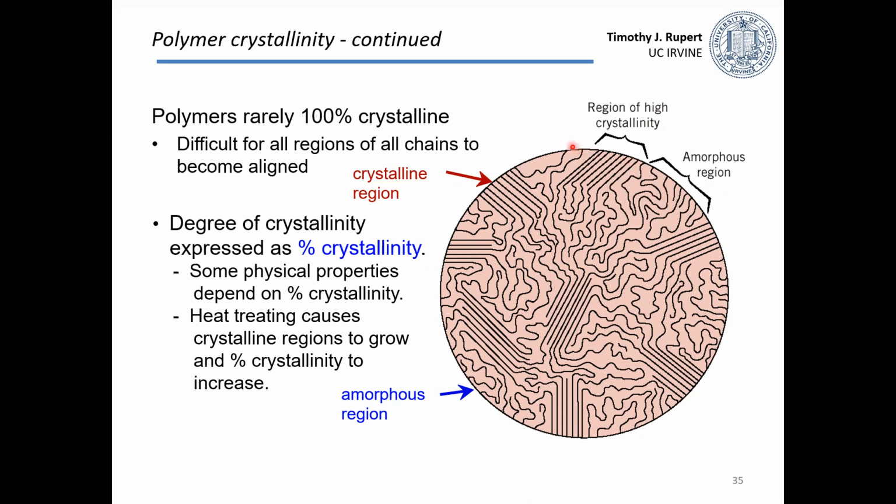An important characteristic of polymers is describing the degree of crystallinity. If I look at this picture, I could think about how much of this area, or what percent of this area, is crystalline. We'll see later on that some physical properties depend on this percent crystallinity, and also that we can play with this as a processing variable. We can heat treat or deform our materials to change how much of our material is crystalline or amorphous.